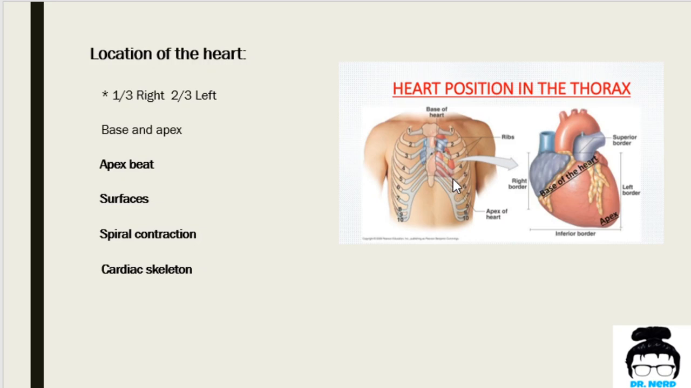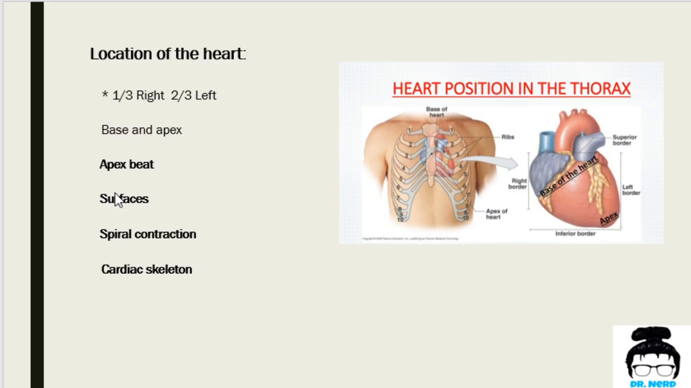Normally, it should be in the 5th intercostal space on the left side, mid-clavicular line. But in patients who have hypertrophy of the heart, it could be shifted towards the axilla. Or in patients who have COPD, it could be somewhere down here. So it tells you a little bit about the pathology of the heart without doing any radiological testing.